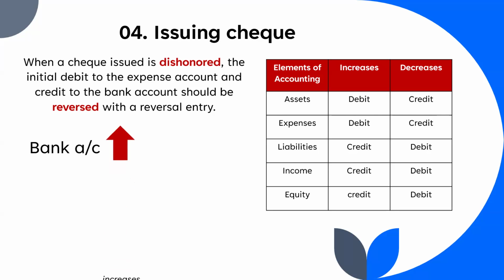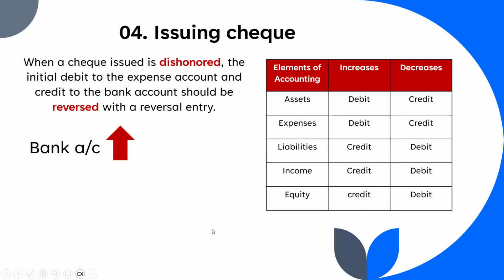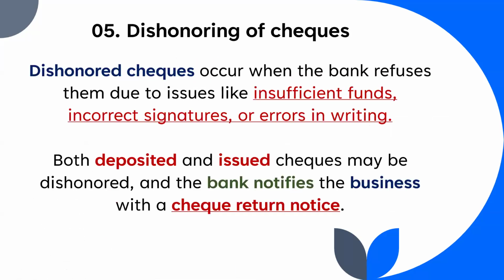So when you issue a check, the double entry is going to be, okay, so this is about the dishonored check actually. So you know what a dishonored check is, right? What is a dishonored check? Okay, issuing is like you are giving the check to someone. As a business, you have written a check and you're giving it to someone. That is what you call issuing.